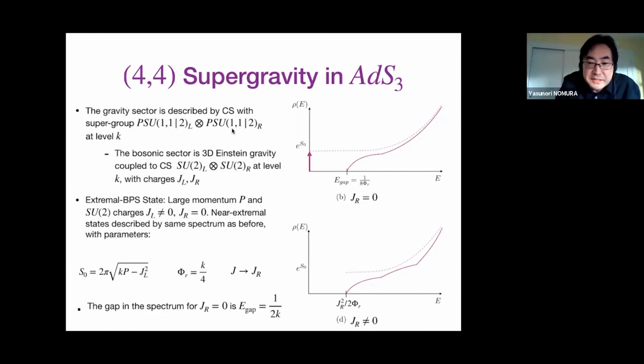But because it's not protected, right? It's not protected. Yes. But what I mean is that it wasn't obvious before we did the calculation that the spin zero component would have a gap like this.